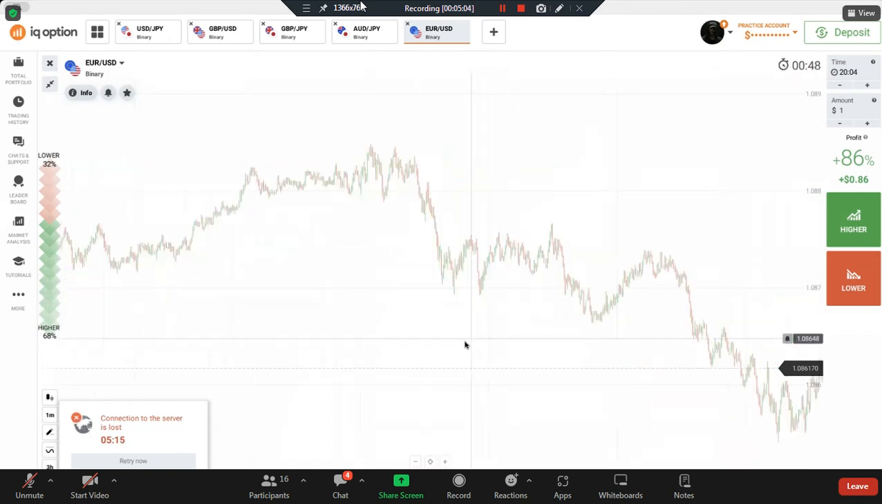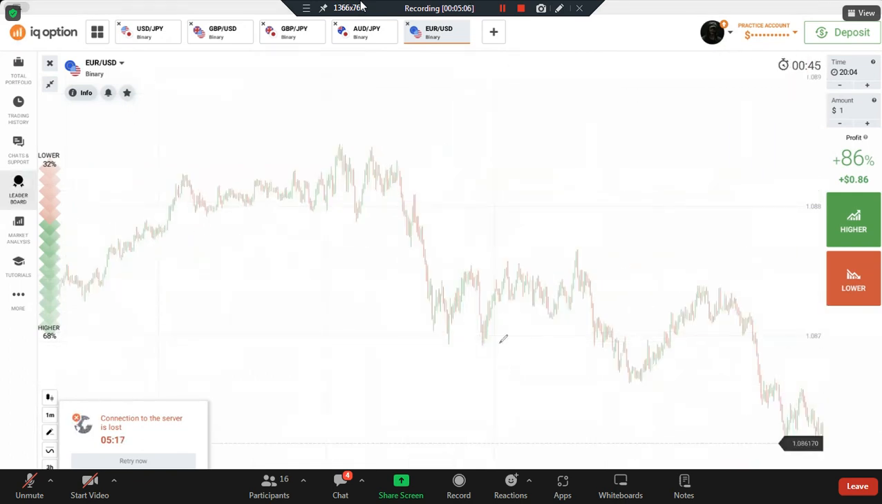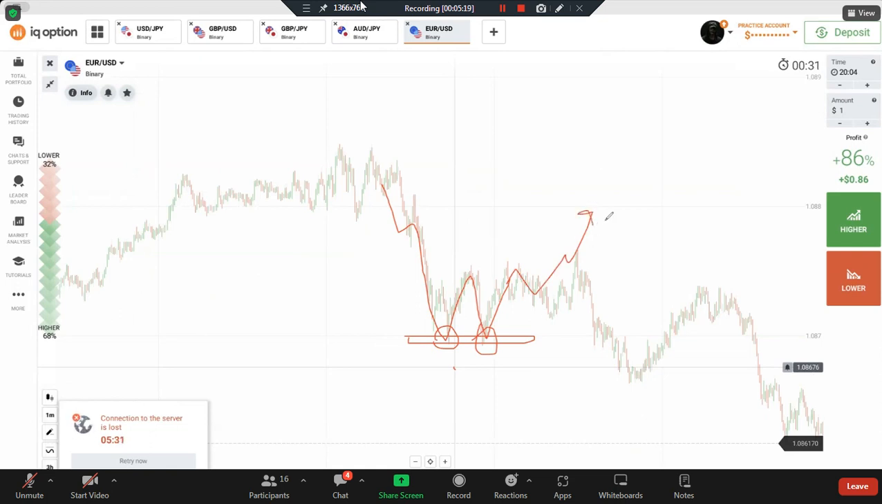Here, for example, see, this is a double bottom. See this downtrend. There is a double bottom here, or W. So you are expecting the market to go up and go upward, right? But see, there is nothing like that. This market here again starts its downtrend and goes down.